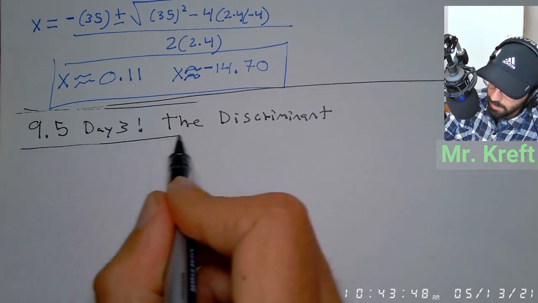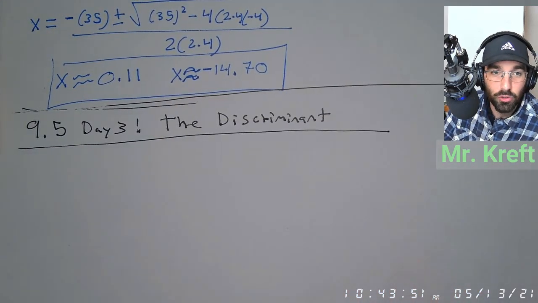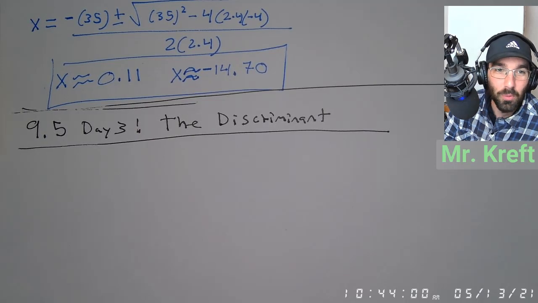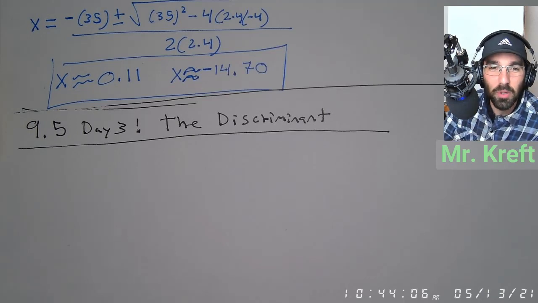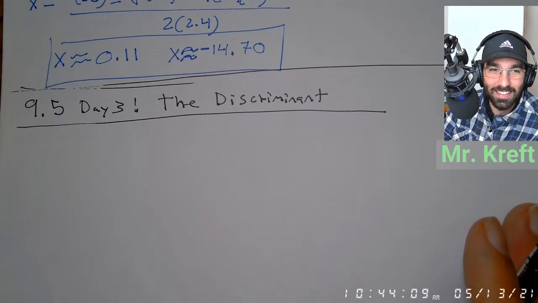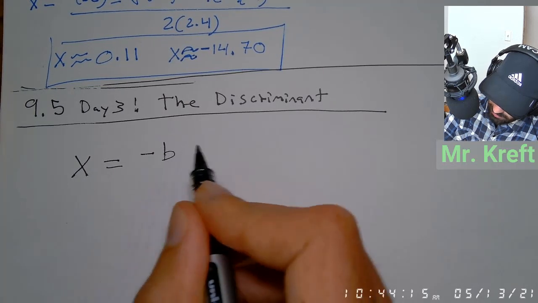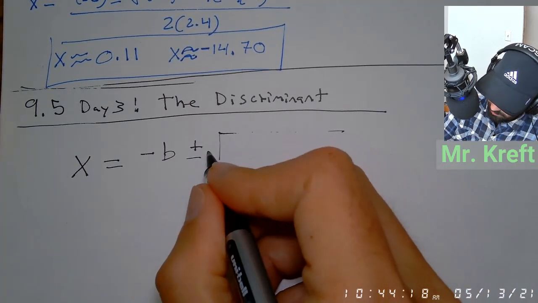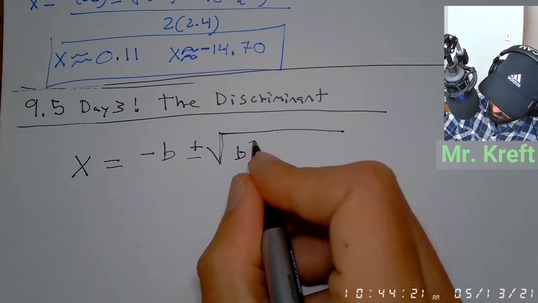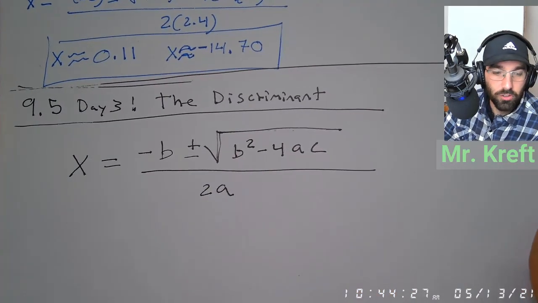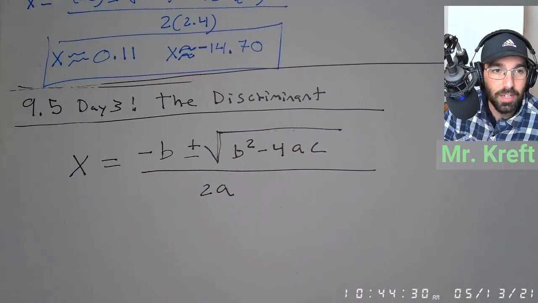Now, please note that I'm not saying discriminate. I'm saying discriminant. To discriminate means to act negatively against a group of people. We're not discriminating against people. Discriminant is something that's in the quadratic formula. So let's start by writing out the quadratic formula, nice and big. Make sure you get that down on your paper nice and big.